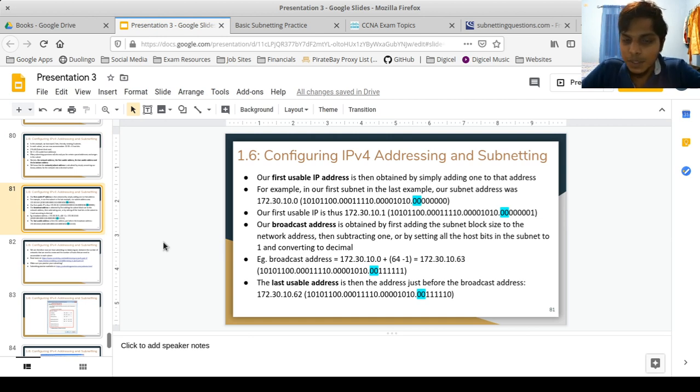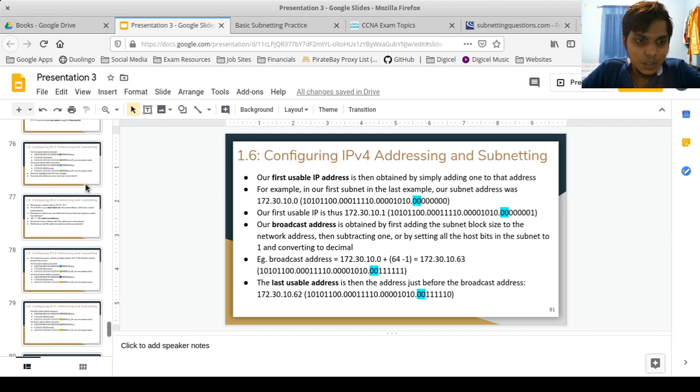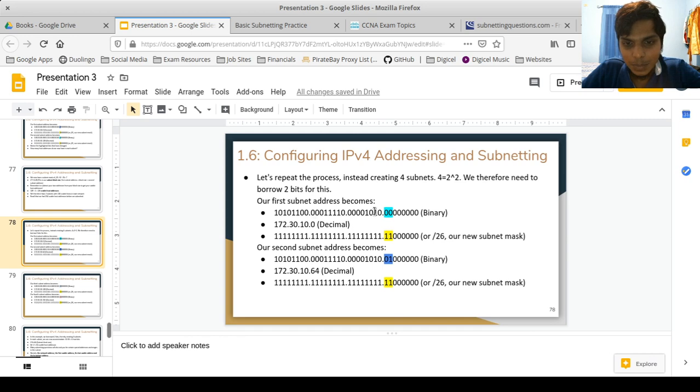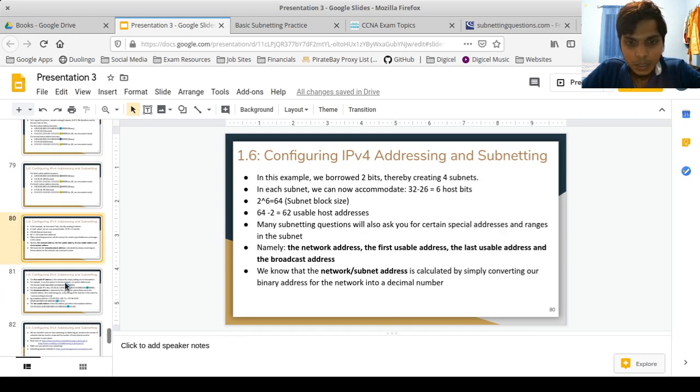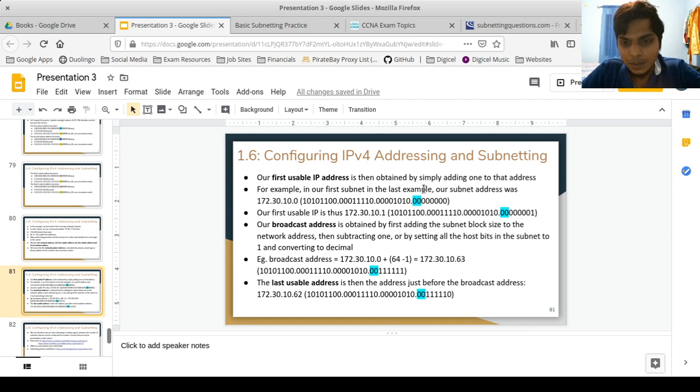So for example, in that first subnet in the last example, our subnet address was this, which we showed there already. Our binary is this. Our first usable IP is thus this. So you see, we just add 1 to it. It's the address right after the network address. That's our first usable IP. You can't actually assign the network address or the subnet address to any host. The first usable IP is the IP right after that. So to get that address, we just incremented the binary by 1.